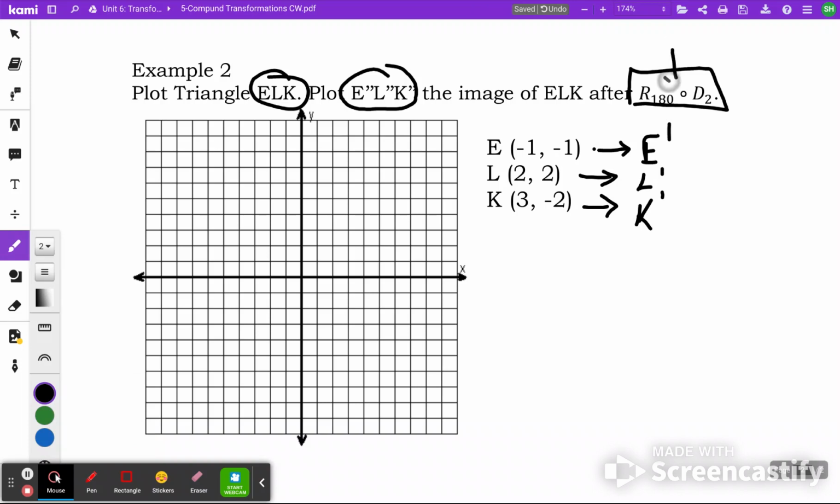So we use the following symbol there. It is that open circle. And what we are going to do is a dilation first, and then the rotation of 180 degrees. So I will be plotting this so we can see it in motion. Let's look at -1, -1, 2, 2, and 3, -2. And this is going to be ELK.